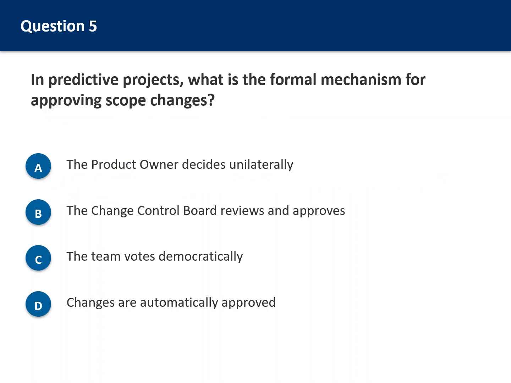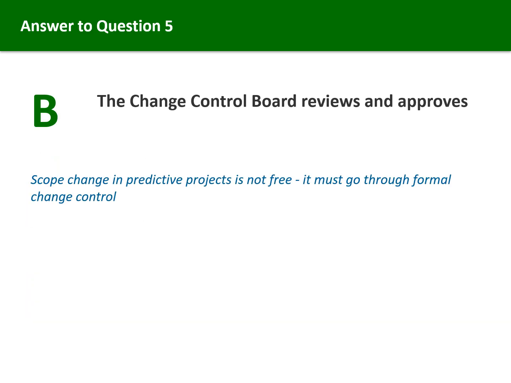Question 5. In predictive projects, what is the formal mechanism for approving scope changes? Option A, the product owner decides unilaterally. Option B, the change control board reviews and approves. Option C, the team votes democratically. Option D, changes are automatically approved. Think about governance in waterfall projects. The correct answer is B.